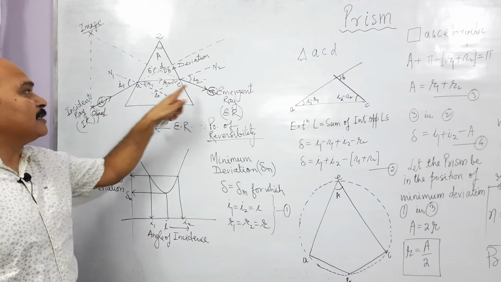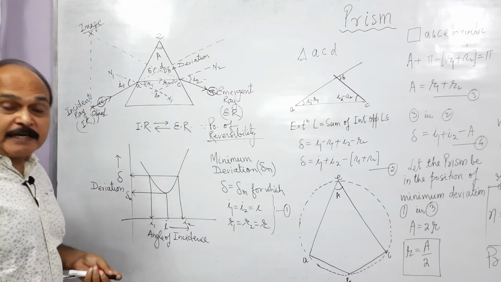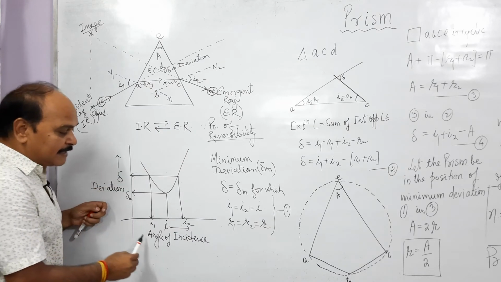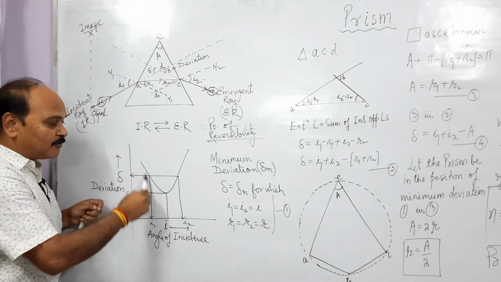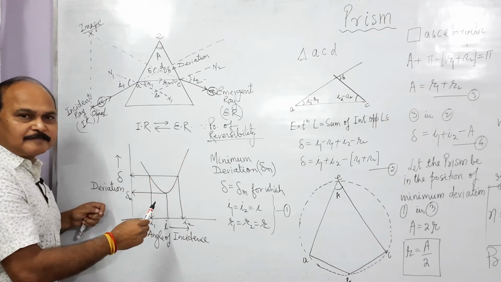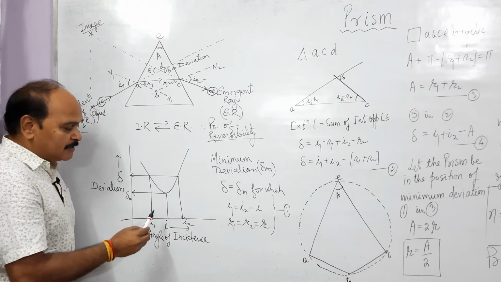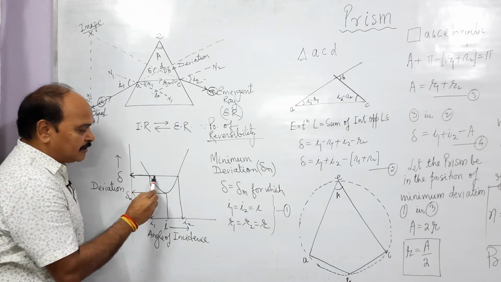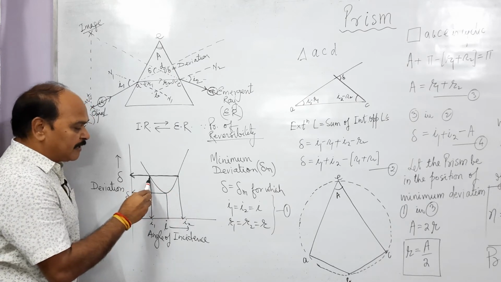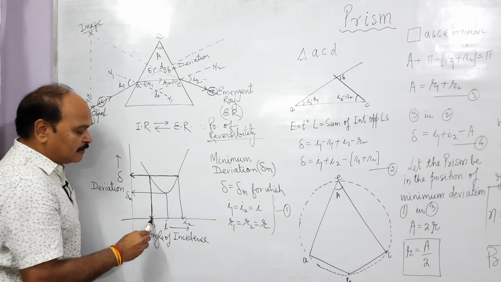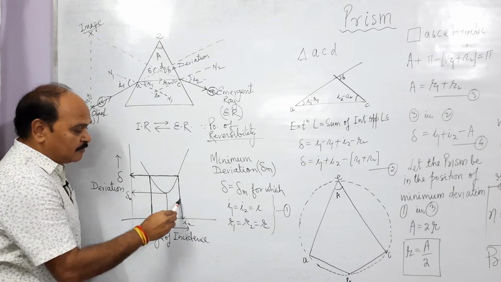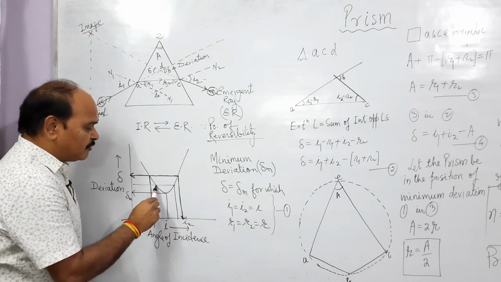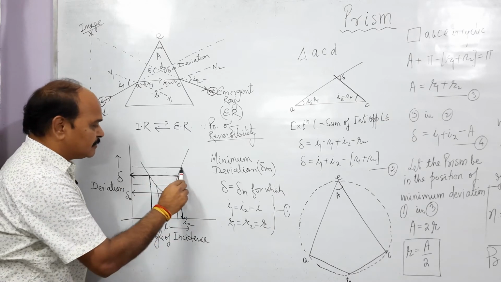One is I1, other is what? I2. And that is what you have studied in class 10th. You have plotted this result graphically. This is the graph of deviation against angle of incidence. The graph is what? A parabolic graph like this. And what is obvious from this graph is that any value of deviation delta, this is an arbitrary value of deviation delta, is obtained for two different angles of incidence. One is I1, another is I2.